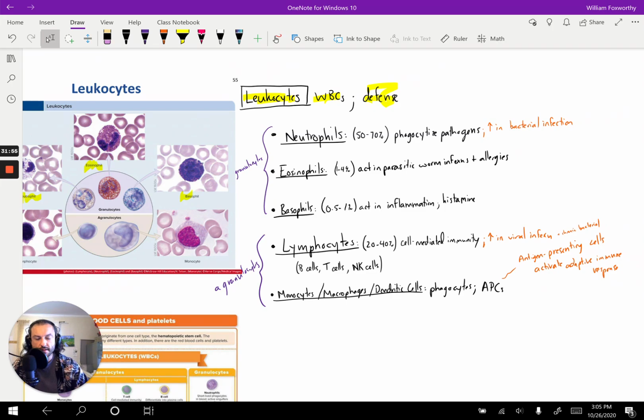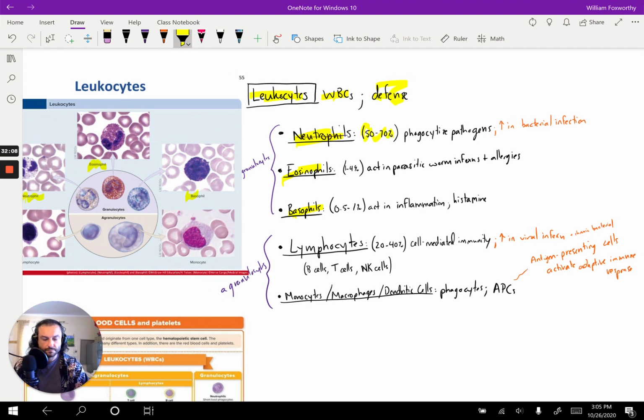Anyways, the granulocytes include neutrophils, eosinophils, and basophils. Neutrophils are the most common type of white blood cell. These are the first responders. They're generic phagocytic cells, so they're going to phagocytize any pathogen, any bacteria, any viruses that come in that do not belong in your body. They are not specific.